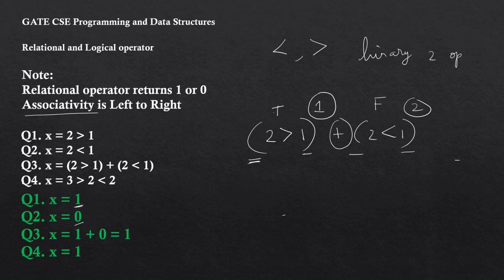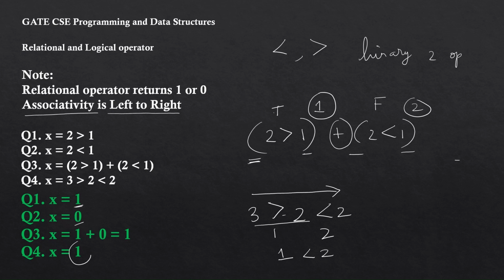Now let's look at the next question. 3 is greater than 2, less than 2. Now how do we solve it? Do we solve it left to right or right to left? So we know that for relational operators, associativity is left to right. So first we'll be solving this, then we'll be solving this. 3 greater than 2, what do we get? It is true, so we'll be getting 1. 1 less than 2, which is true. So we'll be getting the final answer as 1.